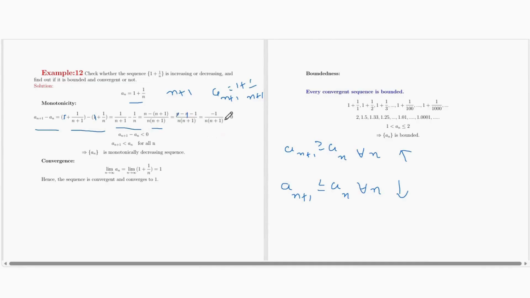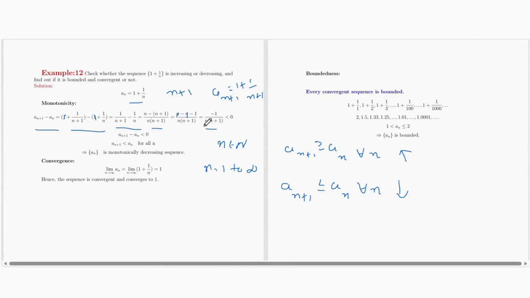Now observe whether this is positive or negative. This n is a natural number. What is my n? n varies from 1 to infinity, so n is a positive number. So the denominator is positive. Now what is given in the numerator? Minus 1 is given.